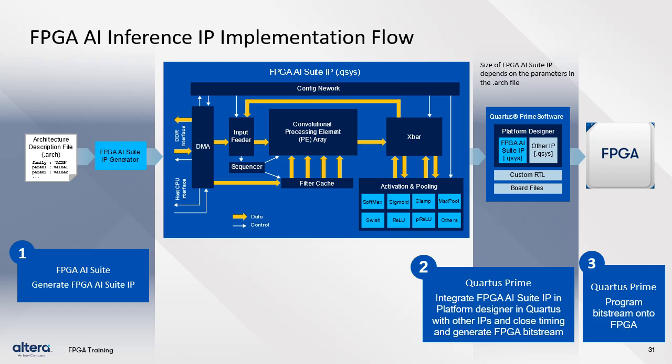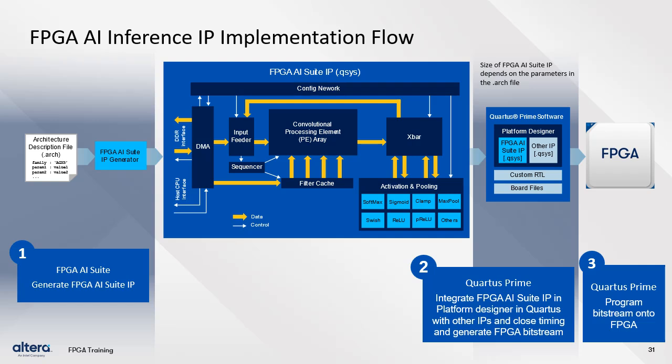FPGA AI Suite IP is a very highly parameterizable IP. The architecture description file describes the parameterization in a human-readable text format, and we use the FPGA AI Suite IP generator to take that .arch file and generate an IP in Platform Designer format that you can use to integrate into the rest of your FPGA design.